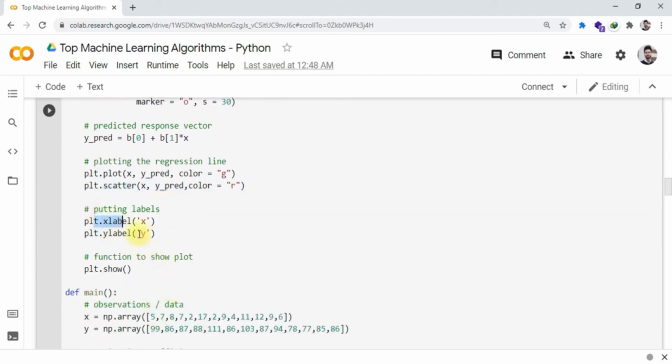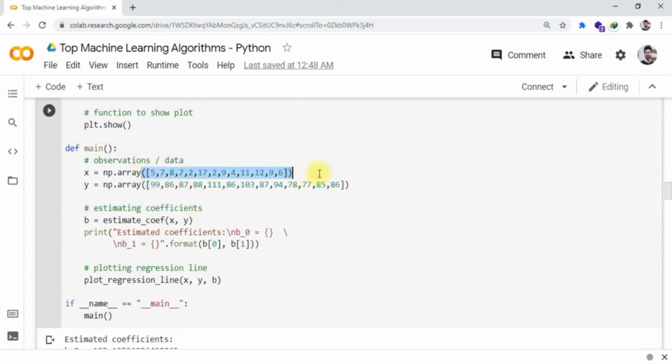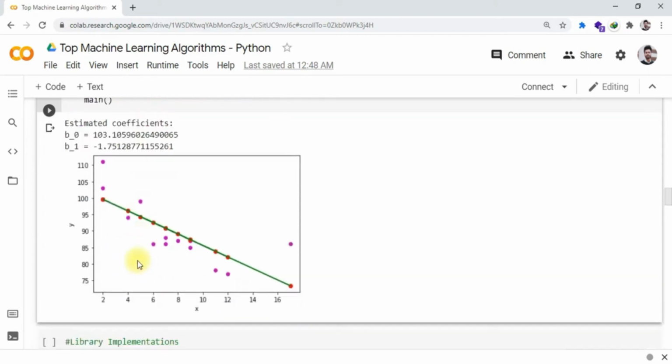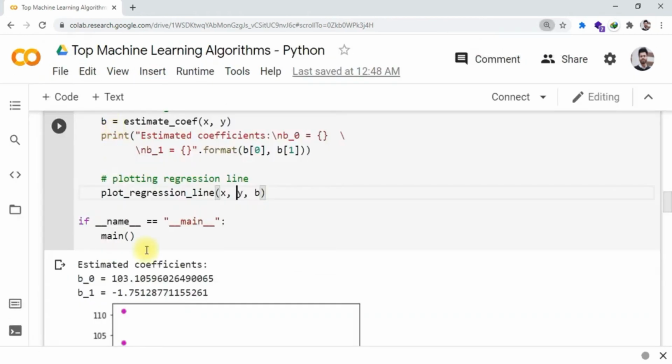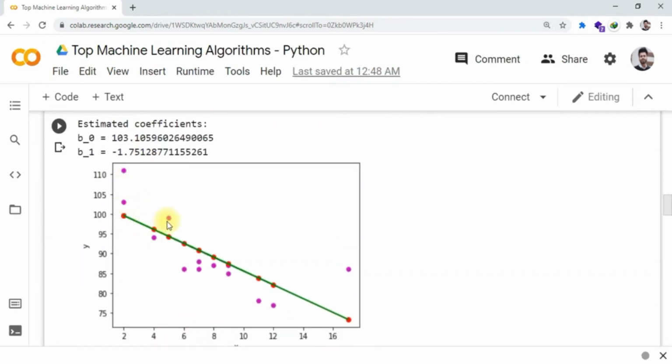And also we can get the labels, and then we can get the main function. This is our arrays. You are going to see that this is a one dimensional array. So this is just a single independent variable and single dependent variable, and we are going to call our estimated coefficients here. It will give us the values of b, that is intercept and slope, and we can get the regression line here, and this is our regression plot. So you see that these purple points are the actual data points. These red points are the predicted points, and this green line is our regression line. As you see, this is our regression line which is going to be used for prediction.